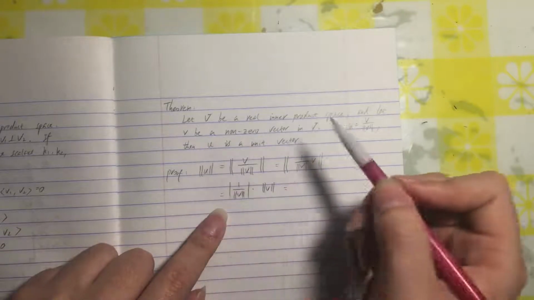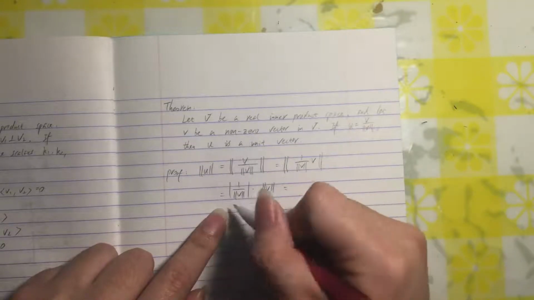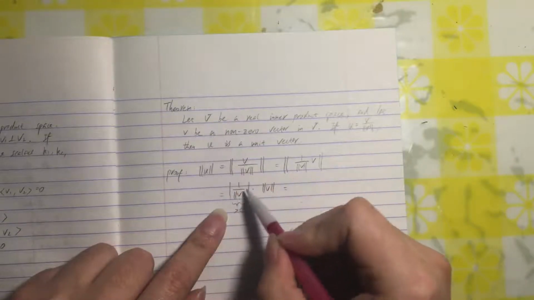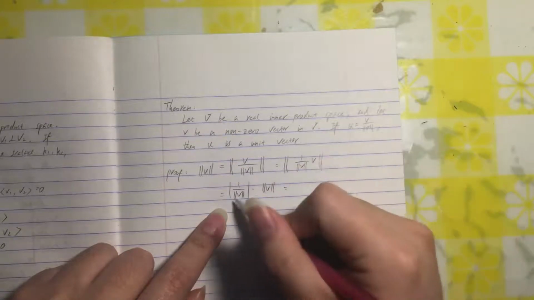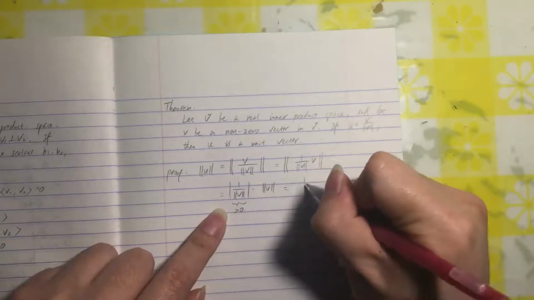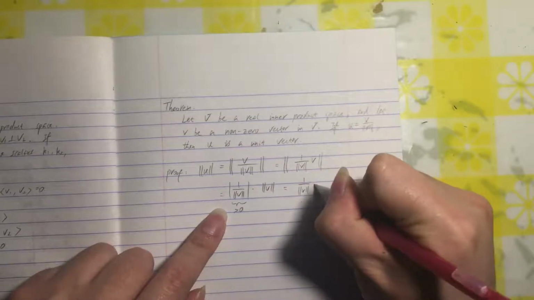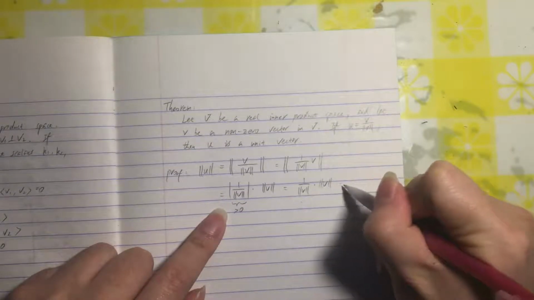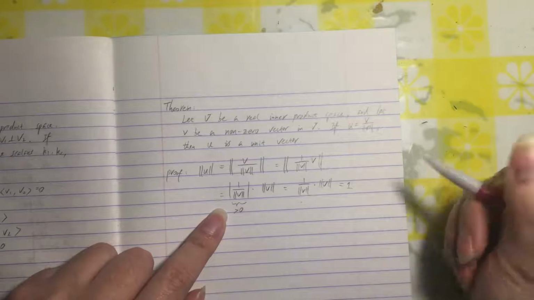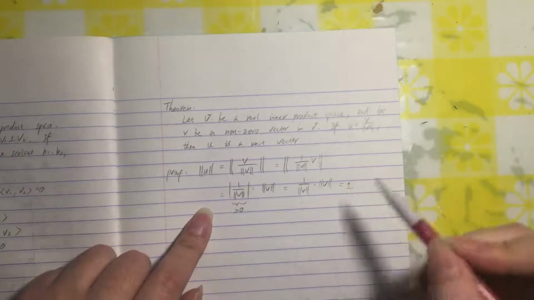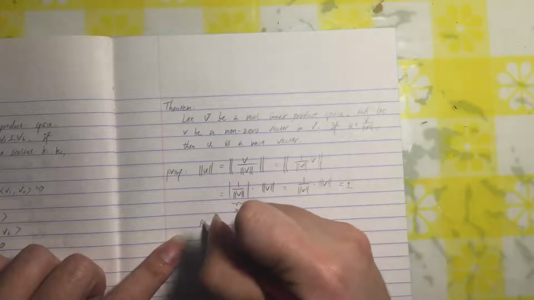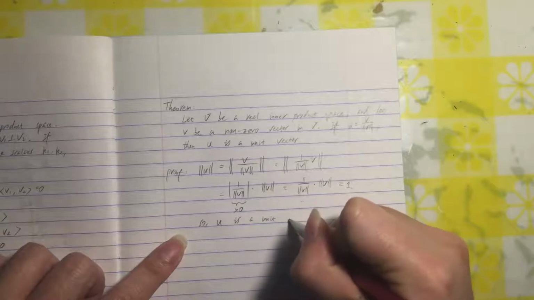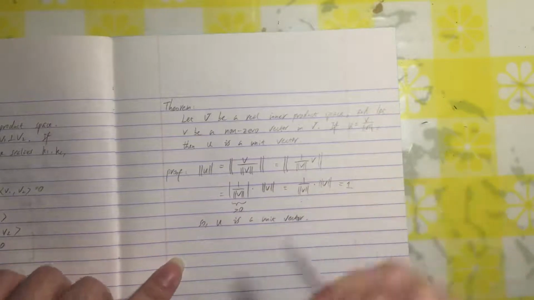Since v is a non-zero vector, the norm of v is always positive. The absolute value of a positive number stays the same. We get 1 over norm of v times norm of v. Then we cancel norm of v here, and we get 1. Since the norm of u is 1, that means u is a unit vector. That's the proof of this theorem.